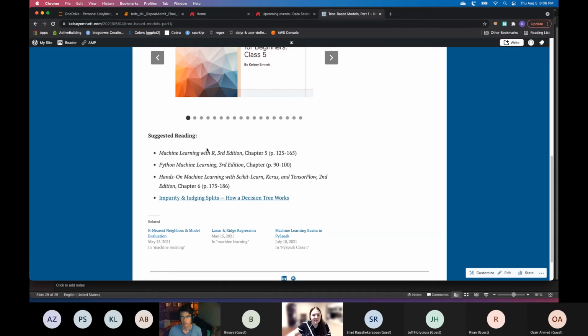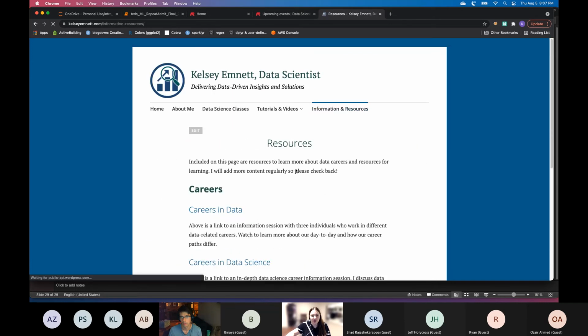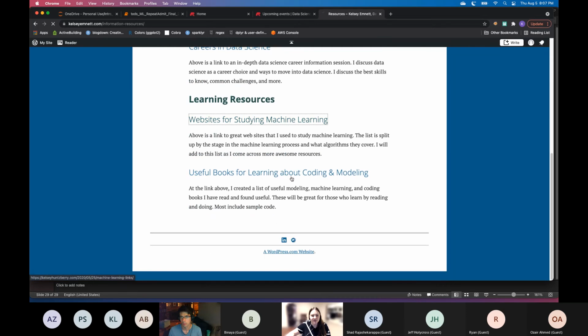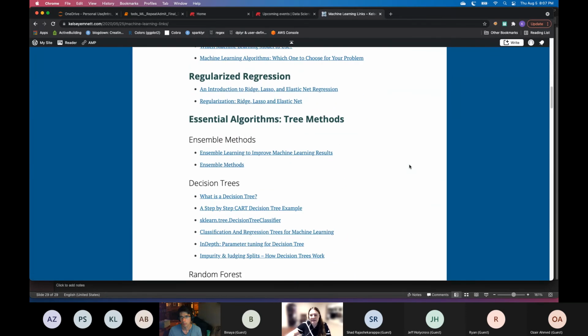So every class that I do, I'm going to add the suggested reading. So if there are certain parts that you didn't understand from what I was talking through today, you'll be able to go in and read some of these. In general, it's going to be the same books every time though. And if you go into information and resources, websites for studying machine learning, every time I find a good website, I stick it in here.